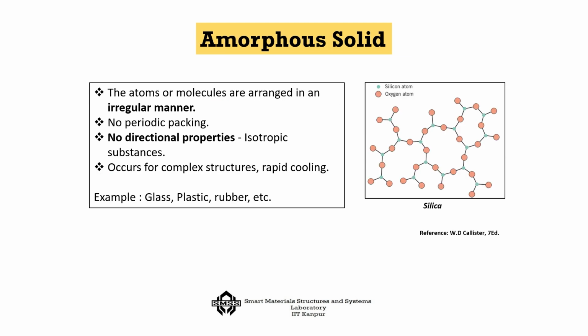Whereas this can vary a lot. Now, of course, the extreme example is amorphousness. That means the atoms are completely disarranged with respect to each other and they are irregular. So, there is no periodicity in the packing, no directional properties. This happens if you have a complex structure, for example, most organic materials have complex structures, or, as I told you, if you are rapidly cooling from the liquid phase. So, glass, polymers or plastics, rubbers, etc., belong to this kind of category.